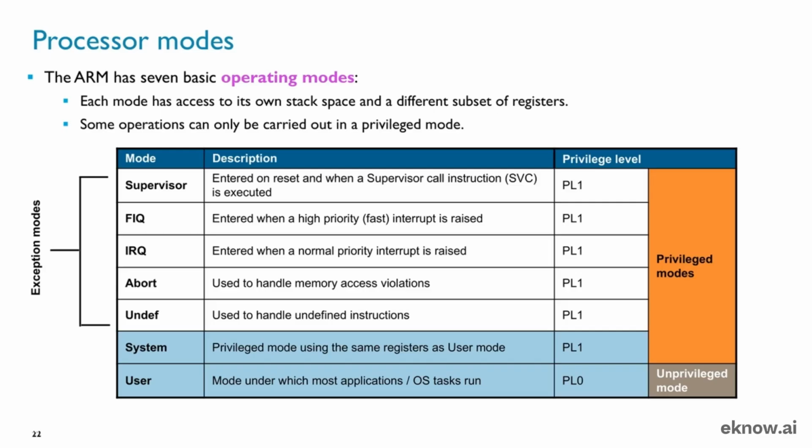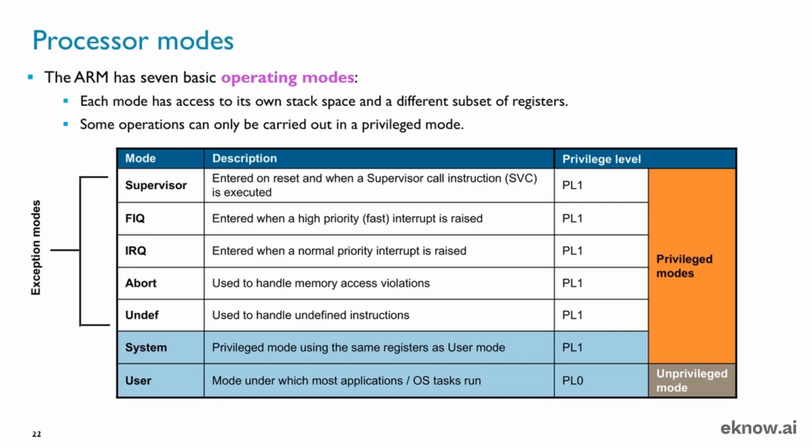Now, most of these privileged modes are also called exception modes. An exception is an event that disrupts the normal flow of program execution. It could be an error, a signal from a hardware device, or a deliberate request from an application. When an exception occurs, the processor automatically switches into the corresponding exception mode to handle it.